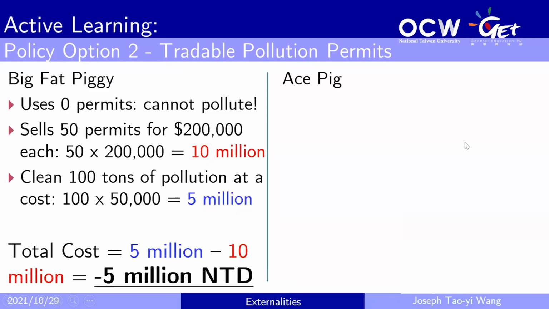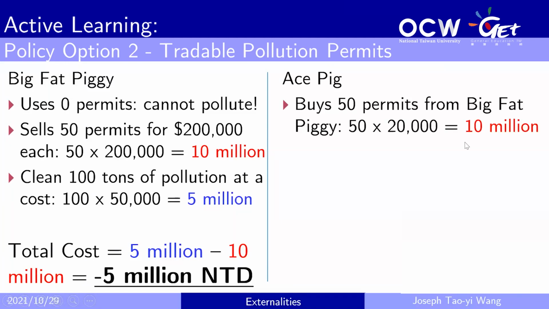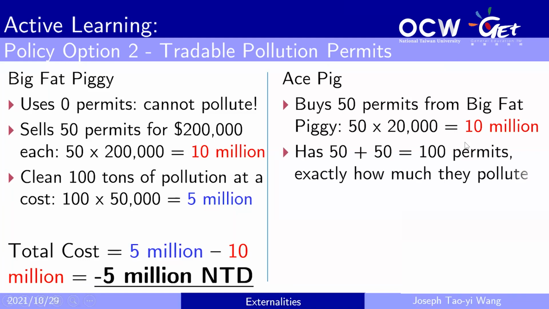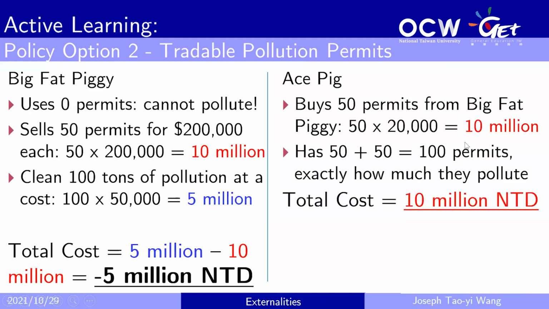What about the high-cost firm? Let's look at Ace Pig. Ace Pig is going to buy 50 permits from Big Fat Piggy. That costs $10 million. But now it has 100 permits, so it would do no pollution prevention. So it's still going to pollute 100 permits as usual. And so the total cost is only $10 million, the price that Ace Pig paid to buy the 50 permits.